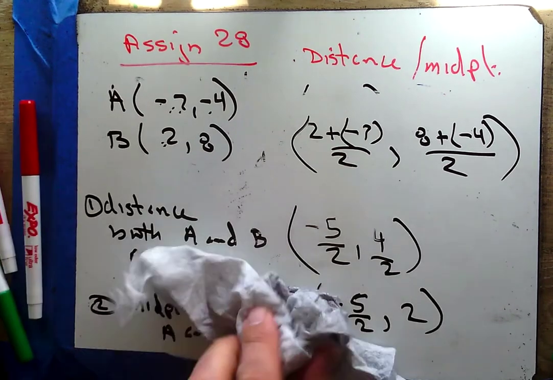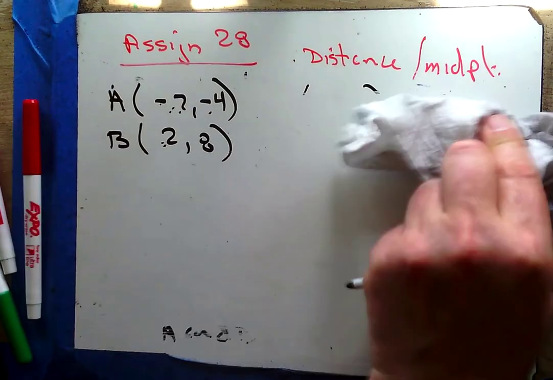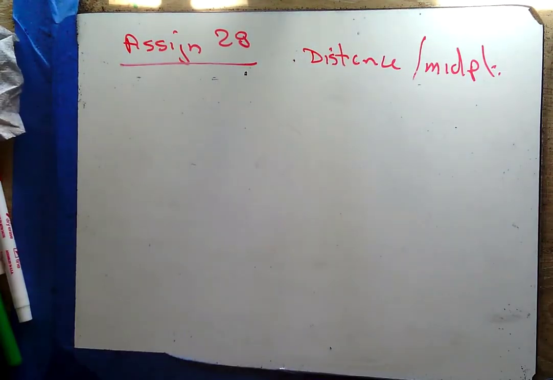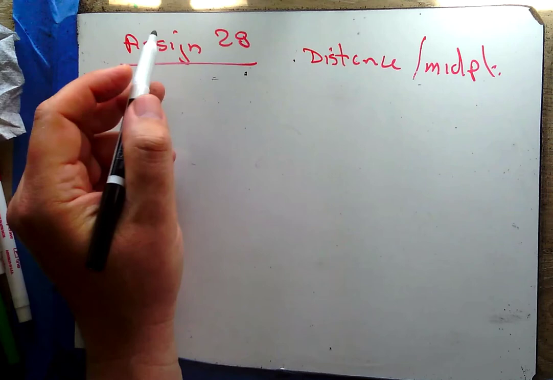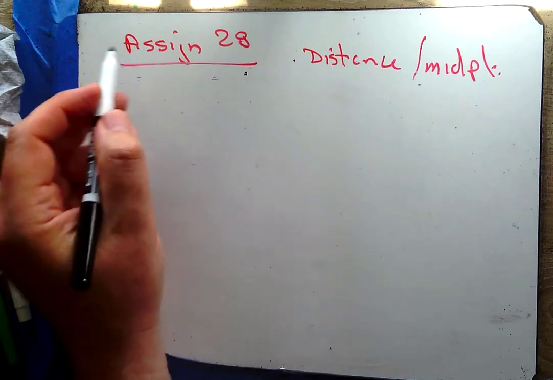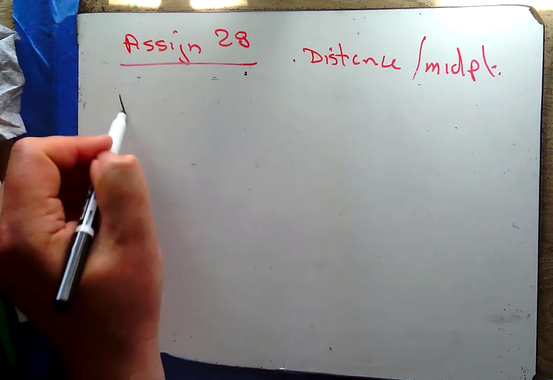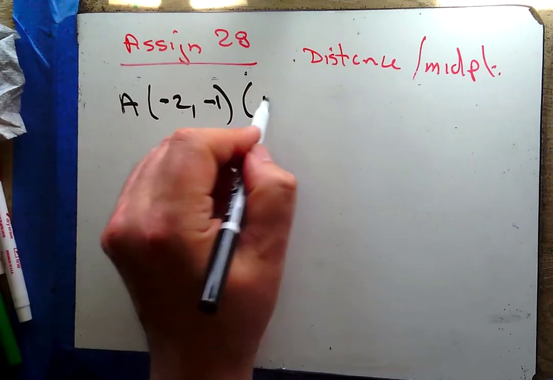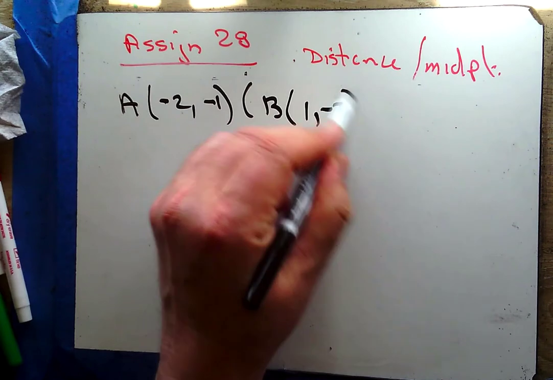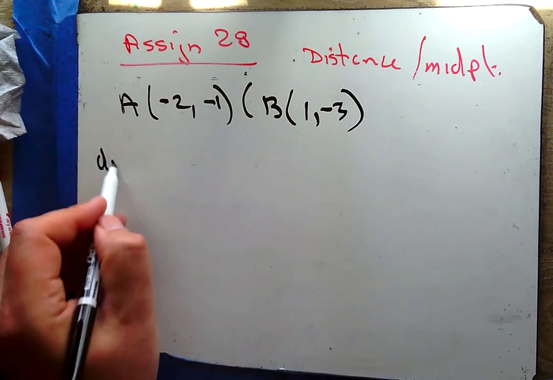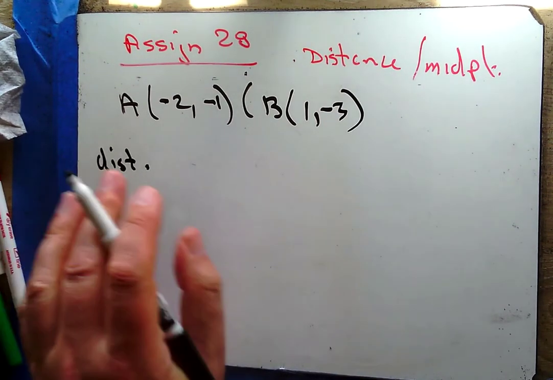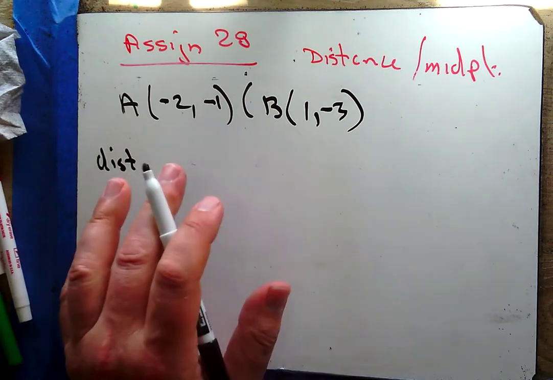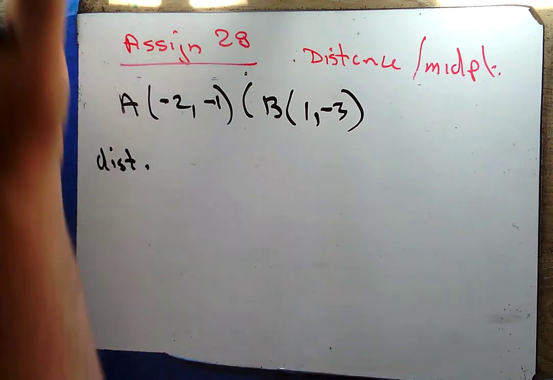Well, now I think it's your turn to try. Again, I'm going to want to find the distance and the midpoint in each case. So how about this? A is -2, -1, and B is 1, -3. Please find the distance. You might want to pause the video now, find the distance, come back, and see if your answer is the same as mine.